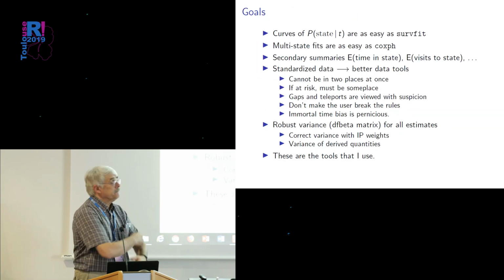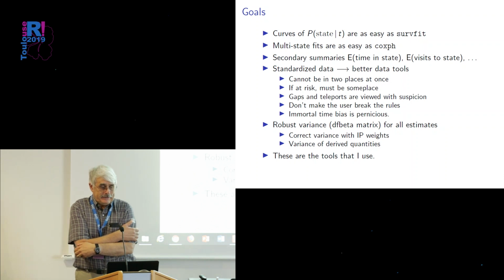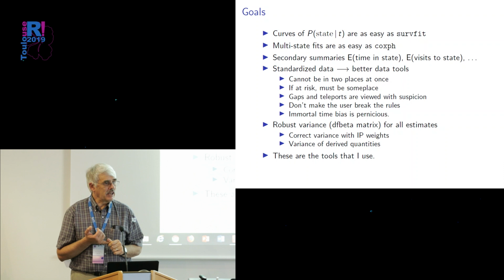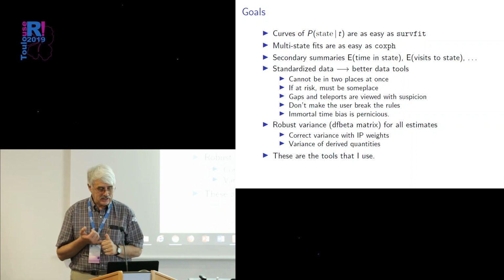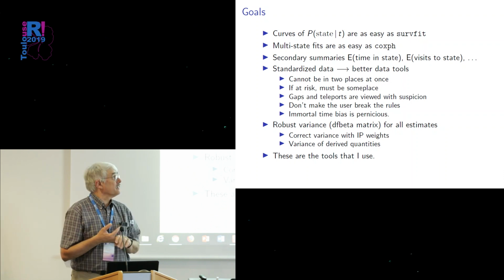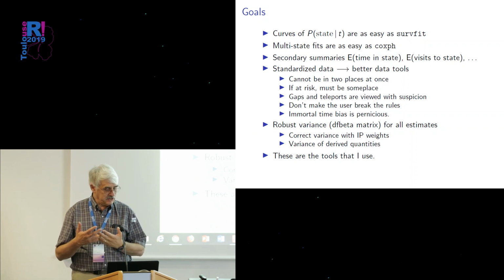Okay, so what were the whole goals of this transformation that I did? I wanted to make getting multi-state survival curves, Aalen-Johansen, as easy as doing survfit. I think I did. I want to make multi-state fits as easy as doing Cox PH, so I don't have to do anything special. Secondary summaries come out pretty easily. I don't show them. Expected time in state, number of visits to state, they're there.